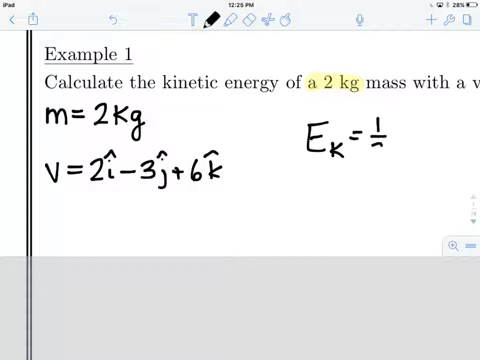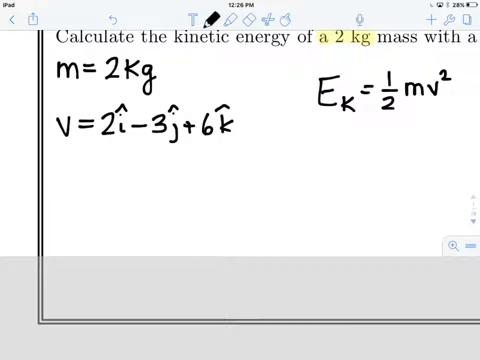But of course, right away we know that if kinetic energy is equal to 1/2 mv squared, then somehow we have to take this v and find v squared. And the way that we do that is that we say, okay, well, v squared is nothing other than the dot product of v and v. Okay, so that's what v squared is. It's v dotted with itself. And the way that we do this is we take the dot product.